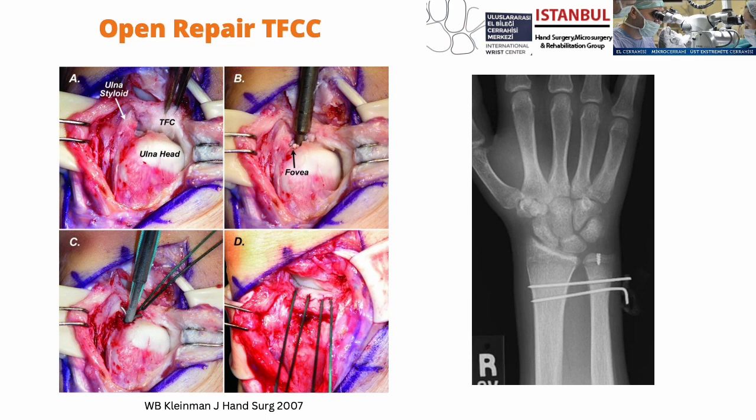This is the open technique described by Kleeman, showing reattachment of the TFCC to the ulnar fovea using an anchor suture and then two K-wires crossing the DRUJ.